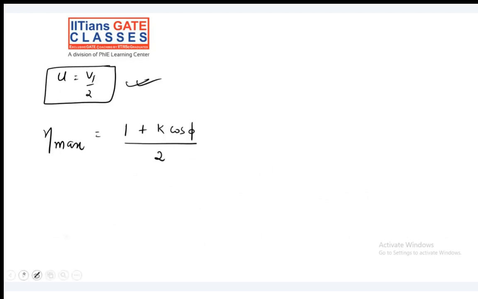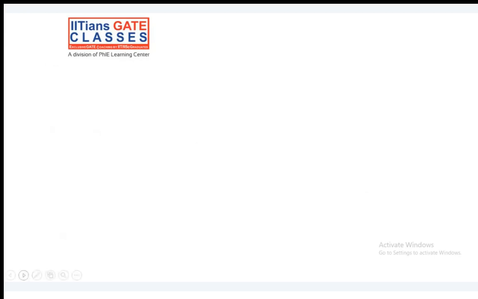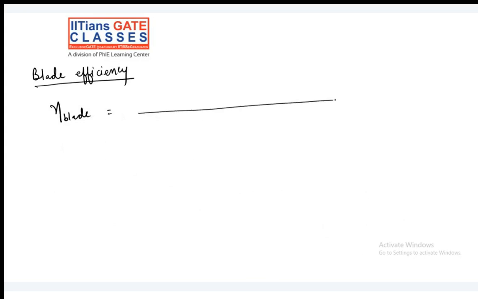Now, next few efficiencies. One very important efficiency is blade efficiency. Let us understand this one. Blade efficiency. What is this? Blade efficiency, eta blade. This is equal to, please look carefully at what I am writing down here.